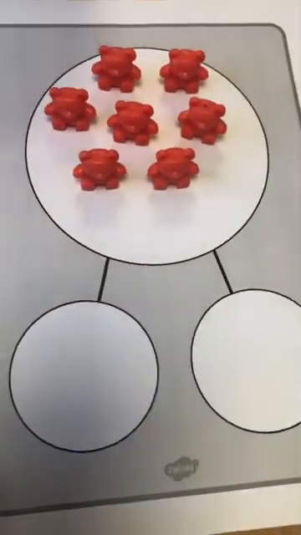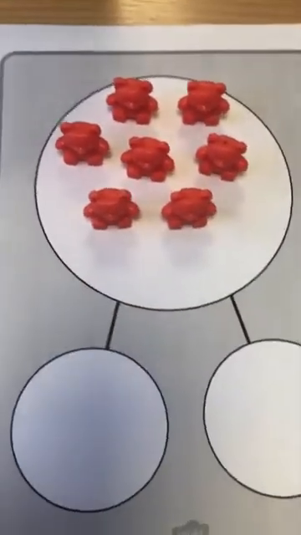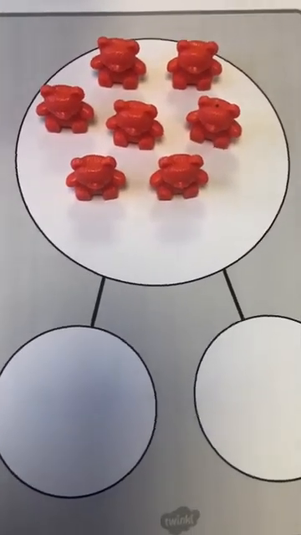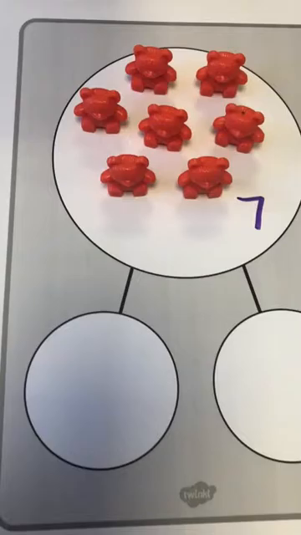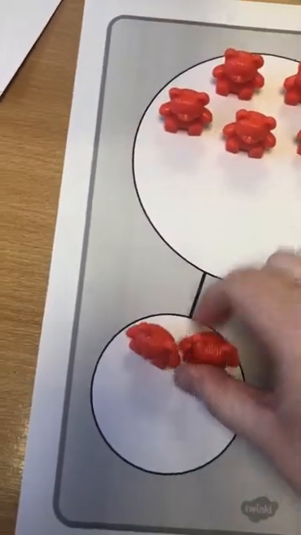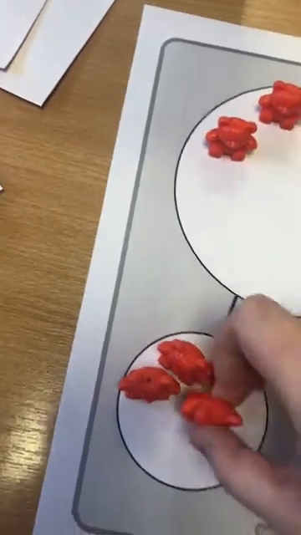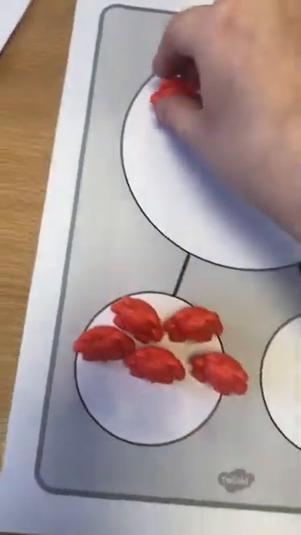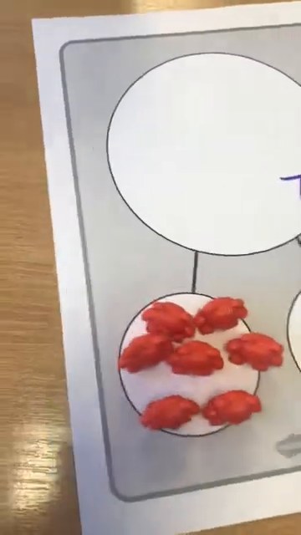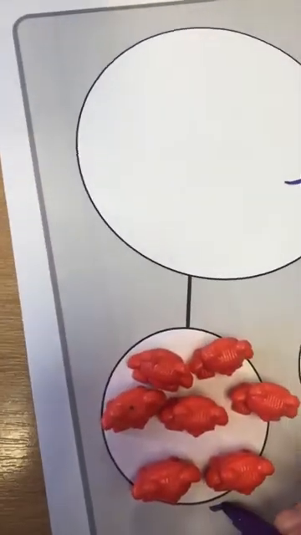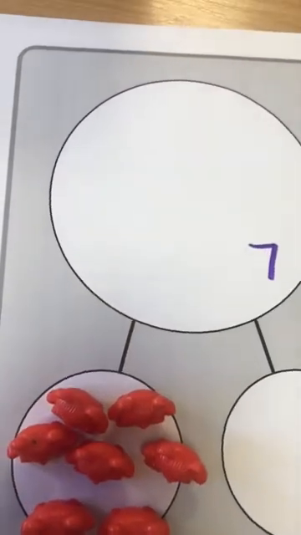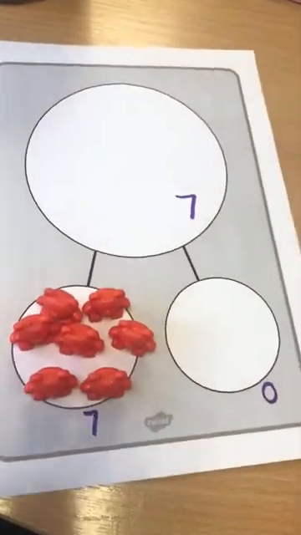There is one more way of making 7. Did you figure out which one I'd missed? The whole is 7. Let's move all of the teddy bears here. This is something we've been working on this week. So the whole of 7 is made of 7 add, that's right, it's 0.